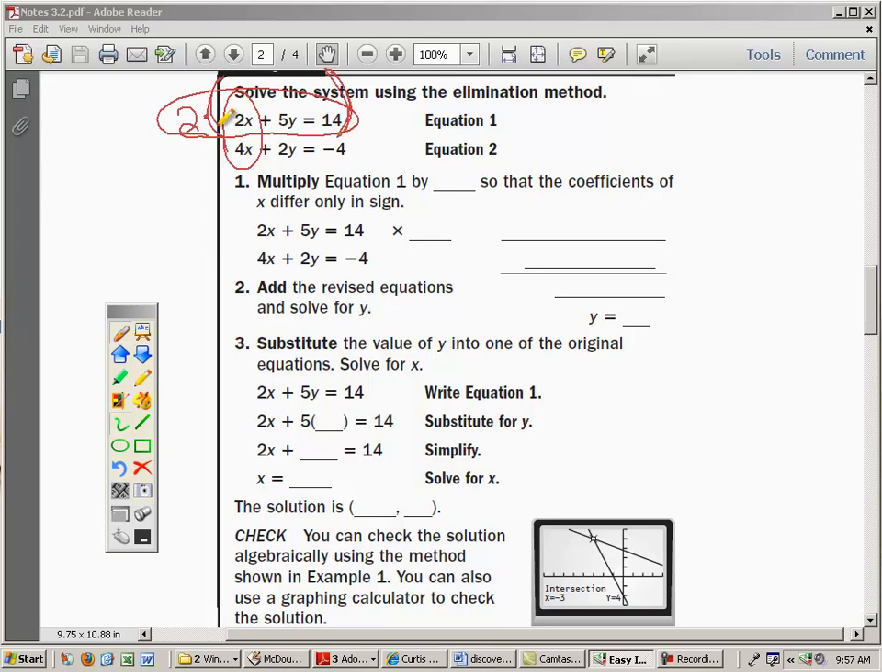But if I doubled this, it would become 4x, which would match this one. And now I have the exact same number of x's in each problem. So, as we said before, we want them to differ in sign. So what I want to do is multiply the whole first equation, every single part of it, left side and right, by negative 2. And you'll see why in just a moment.